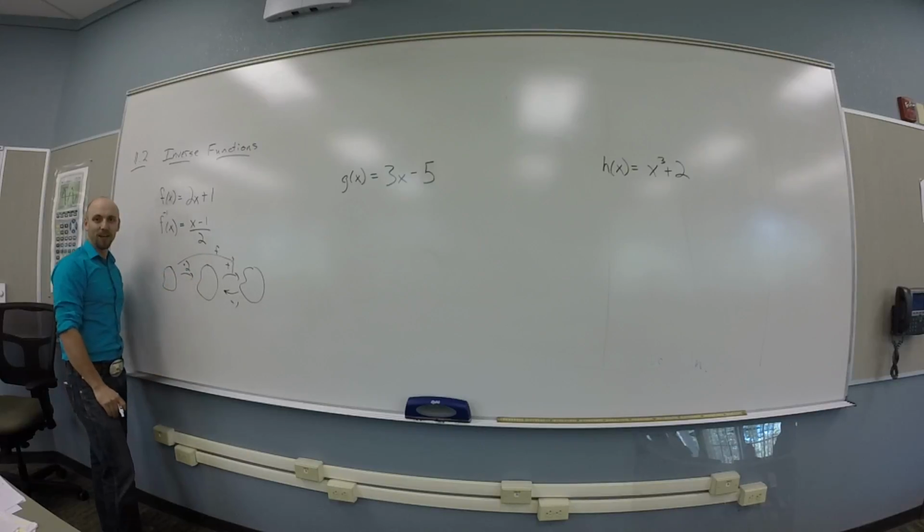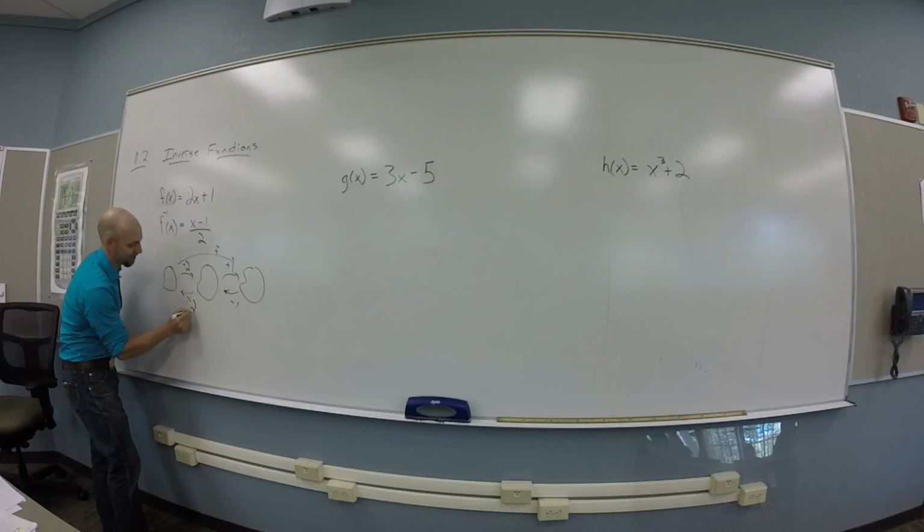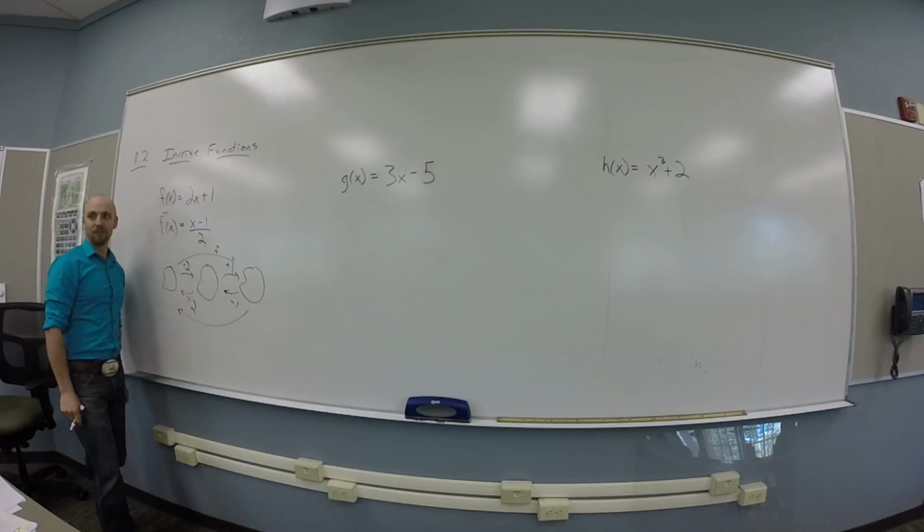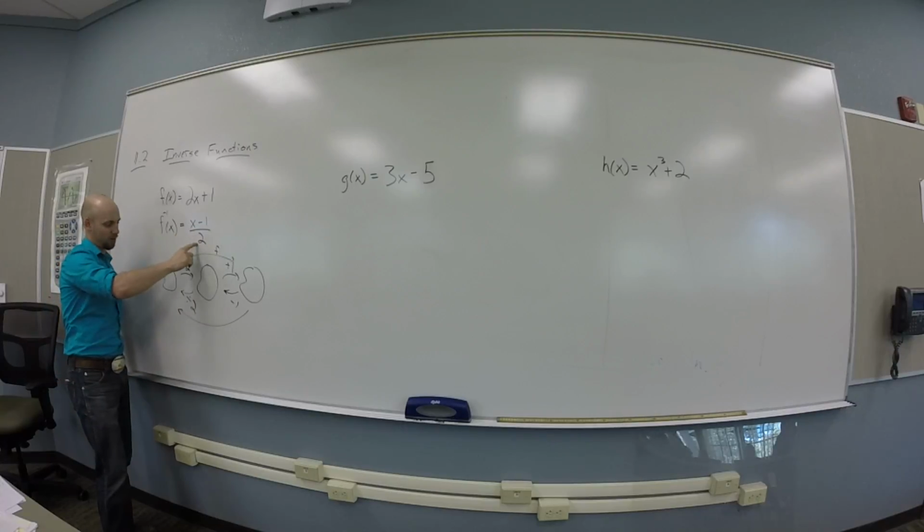So I need to subtract 1 first, and then what? And then divide by 2. Should you do the garage door quick now? Sure. So you start with an x, you subtract 1, divide by 2.